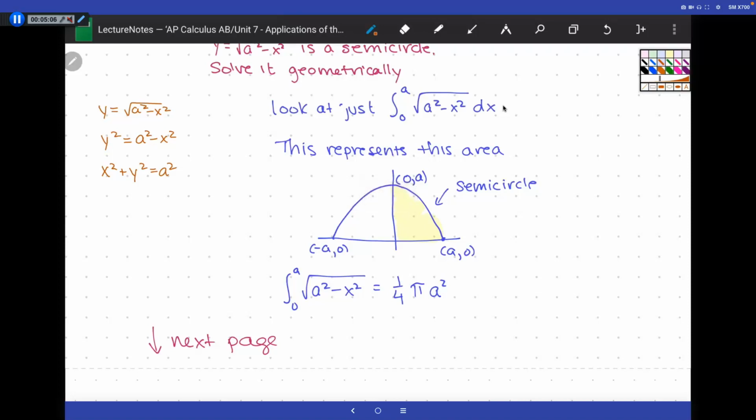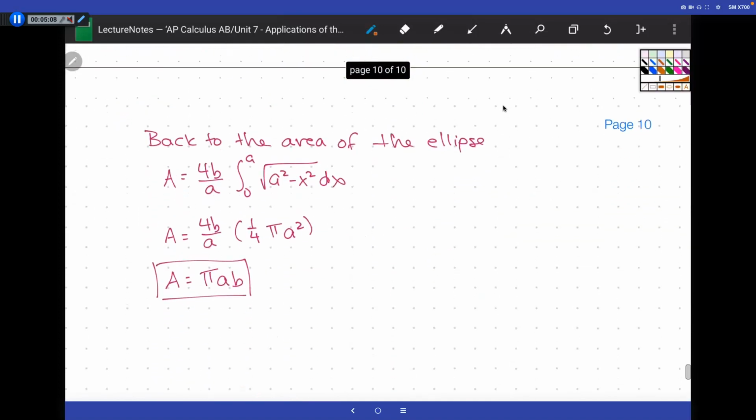So let's put all the pieces together. Remember we had this integral for the area of the ellipse, but now we know that this part is just 1/4 the area of a circle, and when you simplify all that, you get pi a b. Ta-da! Yay! Any questions?